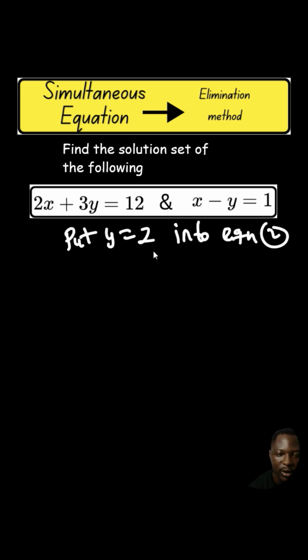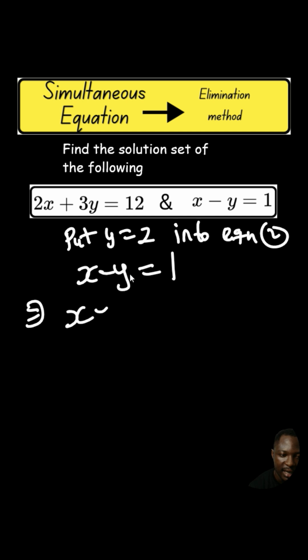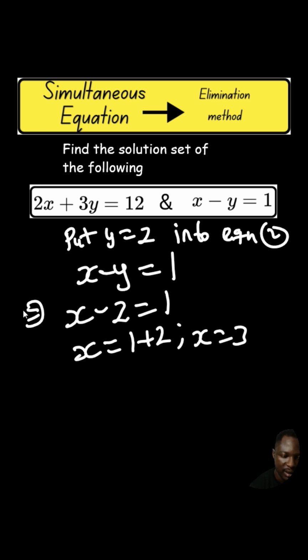I have y equal to 2, so I'm going to put y equal to 2 in equation 2. In equation 2, I have x minus y is equal to 1. So I'm going to put y equal to 2 here, and I'll have x minus 2 equal to 1. Finally I'll have x is equal to 1 plus 2, and I'll have x is equal to 3. Therefore the solution set of the equations is x equal to 3 and y equal to 2.